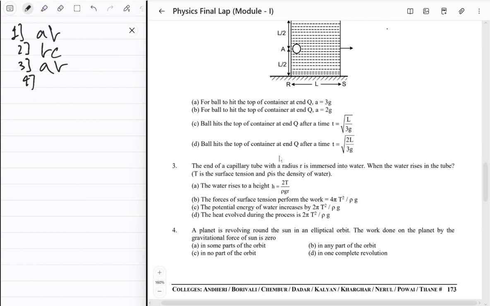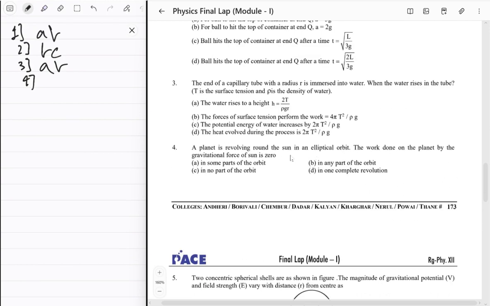A planet is revolving around the sun in elliptical orbit. The work done on the planet by the gravitational force of the sun is zero in some parts of the orbit, in no part of the orbit. Work done on the planet by the gravitational force. So जब भी gravitational force कम right, उसका जो field है, force is perpendicular to the velocity at that point, right? Because F dot ds is the dW thing. So velocity should be perpendicular to that. And when does that happen? Only at two positions, you know, ये पोजीशन और ये पोजीशन, इसे तभी होता है ना ये. So at two places.